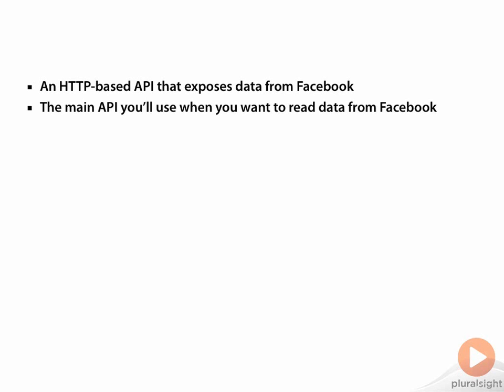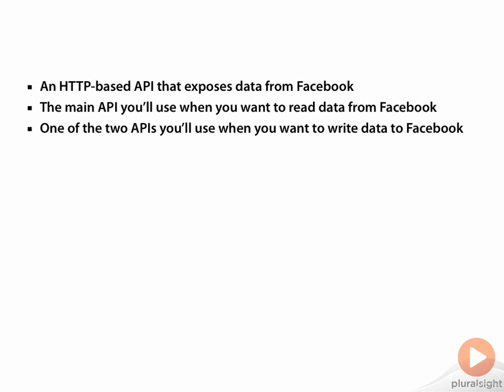So what is this thing called the Graph API? On one level, it's just an HTTP endpoint or API that exposes data from Facebook. This is the main API you're going to use whenever you want to read data from Facebook. It's one of two APIs that you'll use for writing data to Facebook. The other one is called the Open Graph API, and Open Graph will be the subject of the next module in this course.